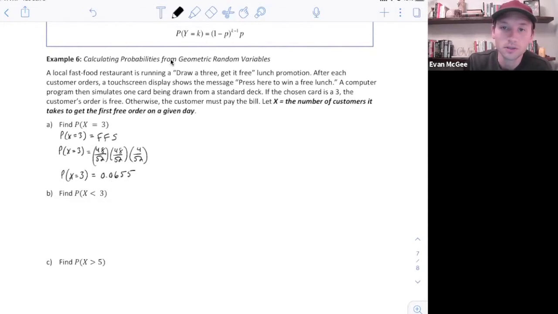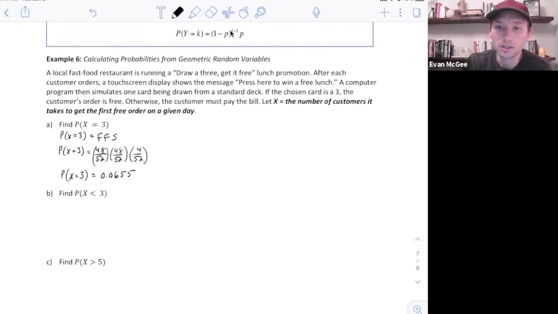So now this should add some clarity to the formula up here. This is the probability that Y, the geometric random variable, they call it Y instead of X, is equal to K, the number of trials for the first success. So (1 − P) is the probability of a failure, to the K − 1, is the number of failures based on the number of successes.